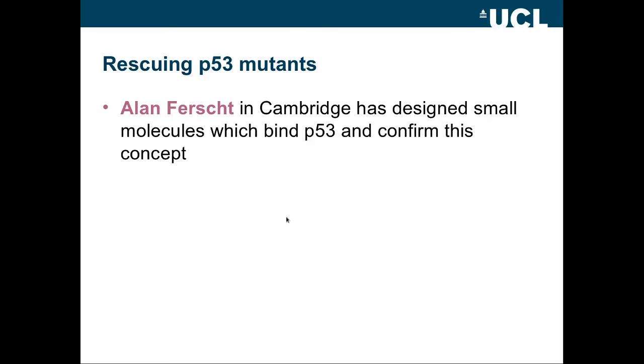Now, Alan Fersht, working in Cambridge, has designed small molecules, in fact small peptides, which bind to P53 and confirm this concept. Unfortunately, none of the peptide molecules that he produced had sufficient binding affinity to be useful as drug leads, but at least the concept has been proven.